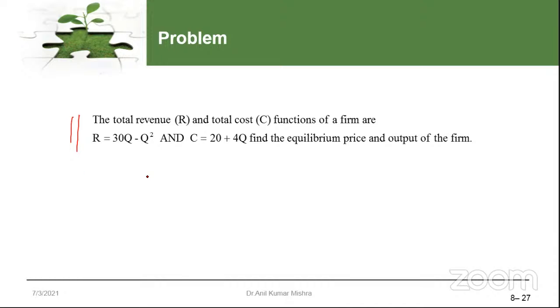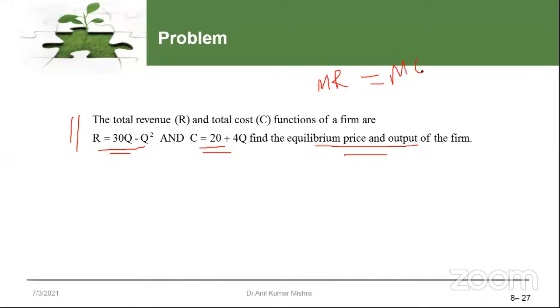So the problem is here. The total revenue and total cost functions are given. The question is to find the equilibrium price and output. Same question: find the equilibrium price and output. So you know the condition of equilibrium: marginal revenue equals marginal cost.